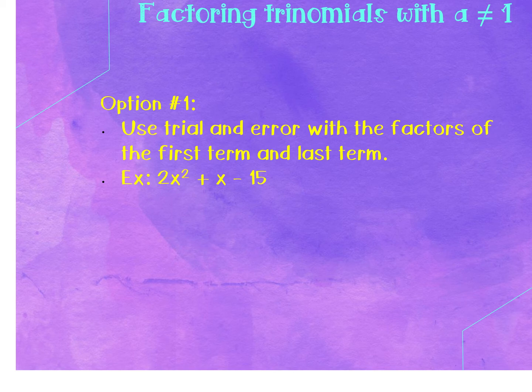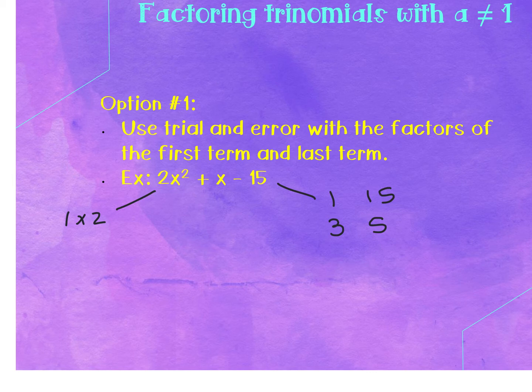But if you were going to guess and test or trial and error, what you need to do here is list the factors of the first term. And factors of 2 are just going to be 1 times 2. Then you have to list the factors of negative 15. So 1 and 15, and then 3 and 5. This one doesn't have too many, so it's not so bad.